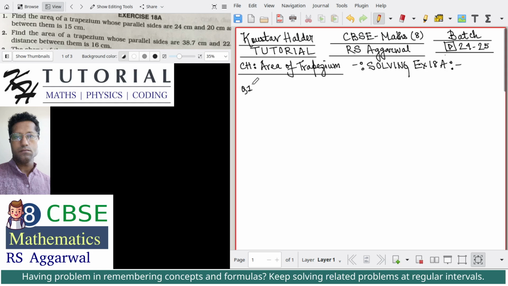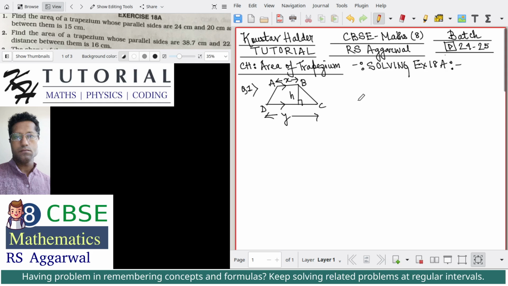Question number 1. So as per my discussion, if this is a trapezium, let's say in general, a trapezium ABCD, where AB is parallel to DC, I always denote x as the length of the smaller parallel side and y as the length of the larger parallel side, and the height of the trapezium is h.